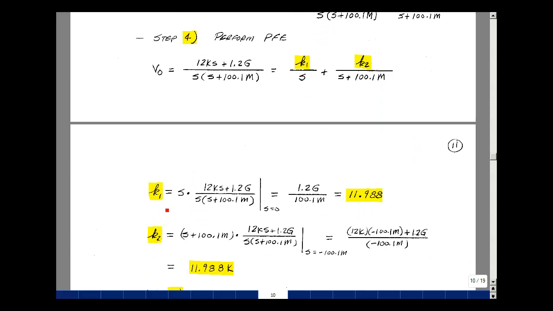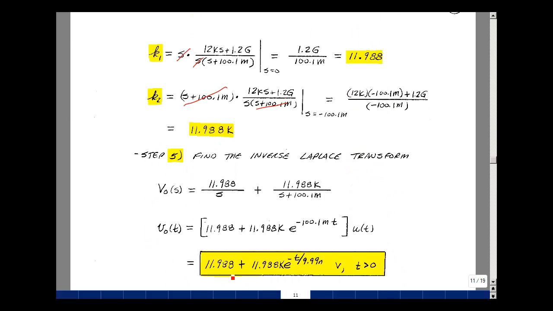Solving for K1, we'll take our expression, multiply it by S, and let S equal 0. So we have 1.2 gig divided by 100.1 meg, and that's equal to 11.988. Likewise for K2, we'll multiply by S plus 100.1 meg, and let S equal minus 100.1 meg. Terms cancel, so you have 12K times a minus 100.1 meg plus 1.2 gig divided by a minus 100.1 meg. This turned out to be 11.988K.